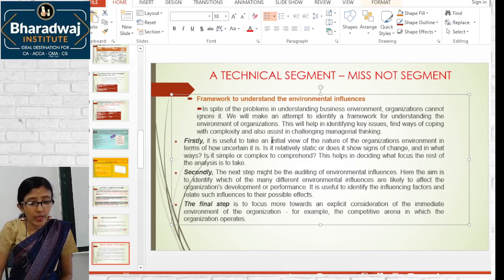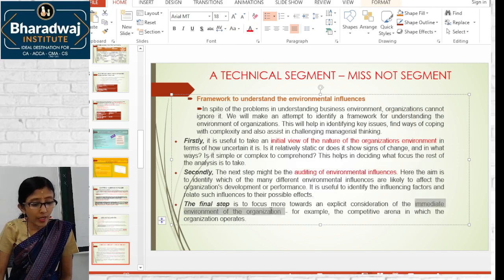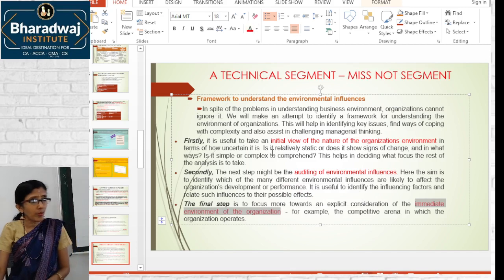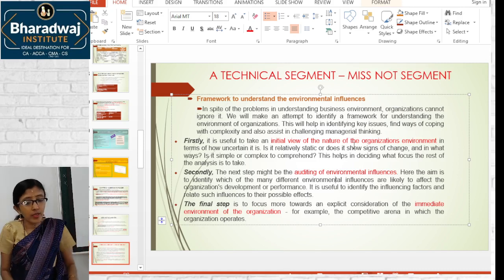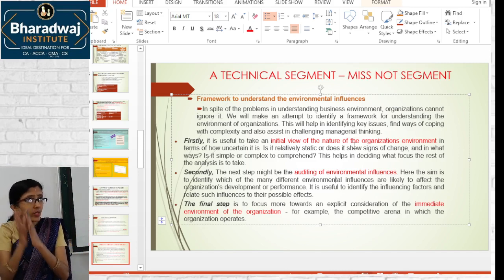So first of all, you have to take the initial view of the organization's environment. Look at the point I'm highlighting. And then auditing of those environmental influences. And third will be a focus on the immediate environment of the organization. So these are the three core points which define the framework, because we define the environmental factors as givers. You remember that point? Givers. So you have to take a view of the organization's environment generally. Auditing means assessment of what influence it is going to have on the industry, on the organization. And thirdly, what is the immediate threat which is there?